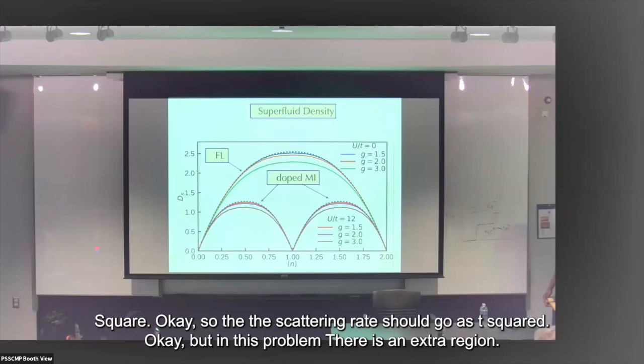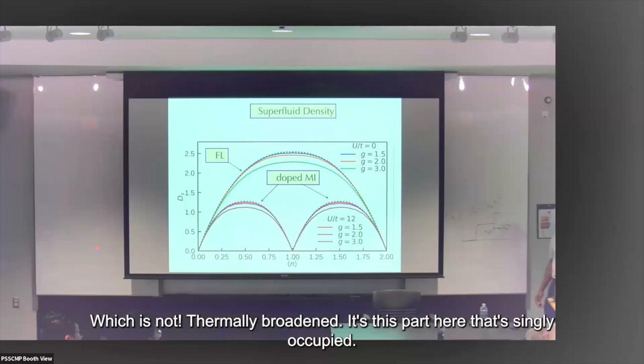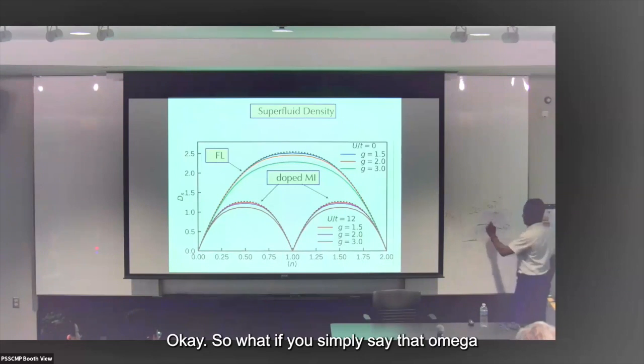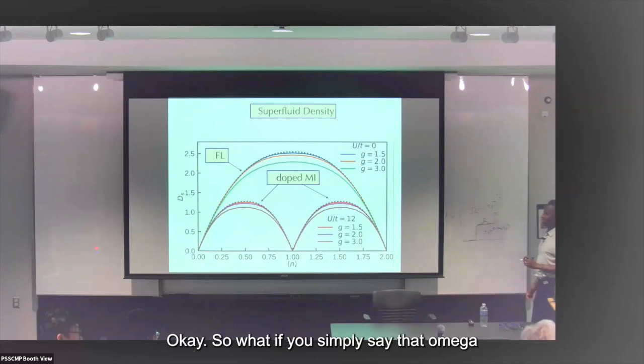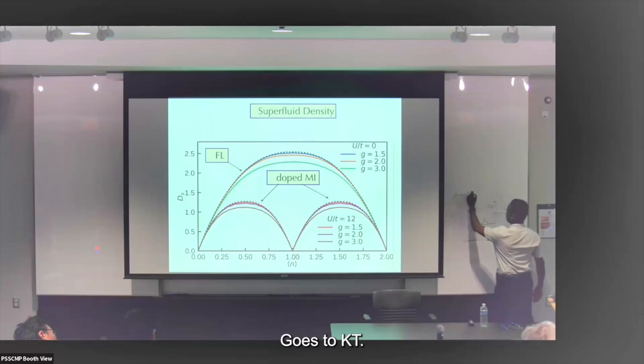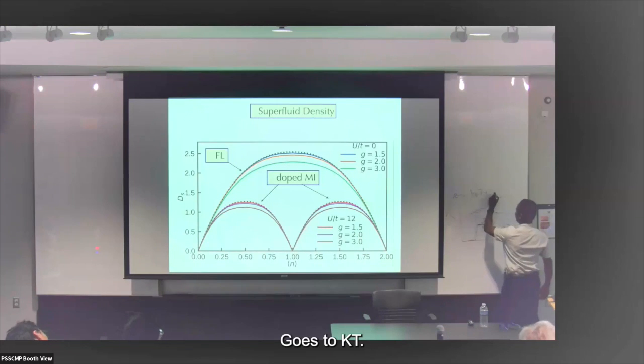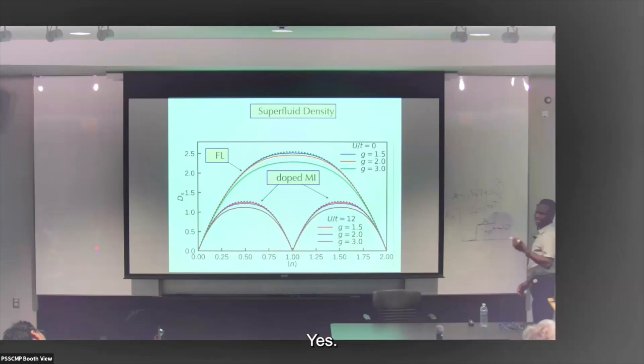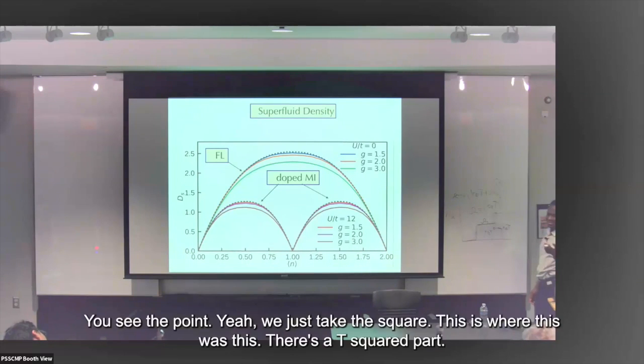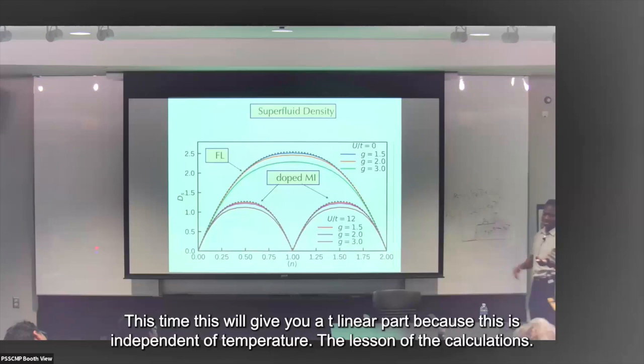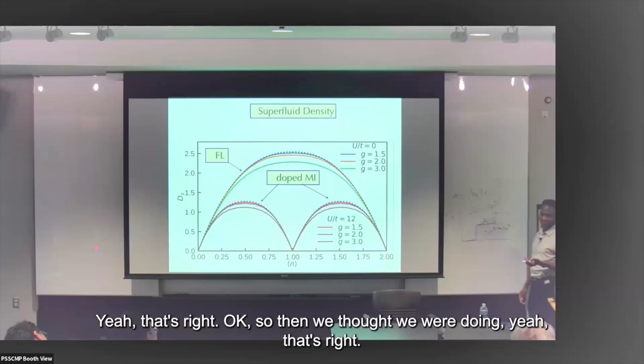But in this problem, there's an extra region which is not thermally broadened. It's this part here that's singly occupied. So what if you simply say that omega goes to k_B T? You see the point? We just square this plus this. There's a T squared part. This times this will give you a T linear part, because this is independent of temperature. But that's not the calculation. You said, what if I write this?